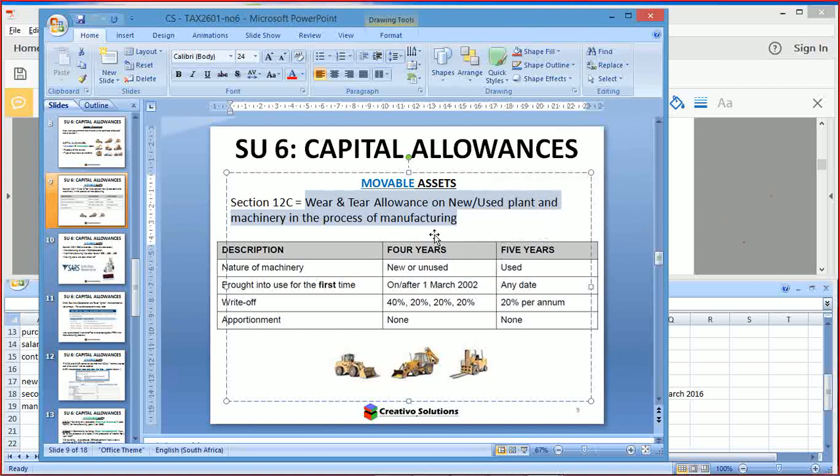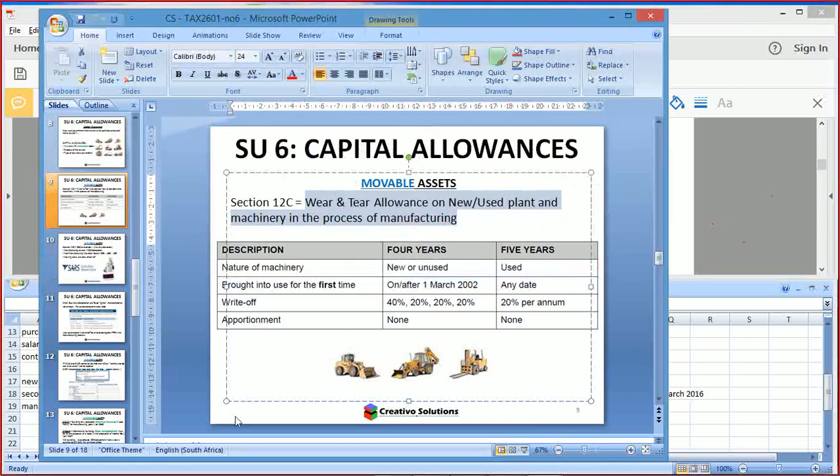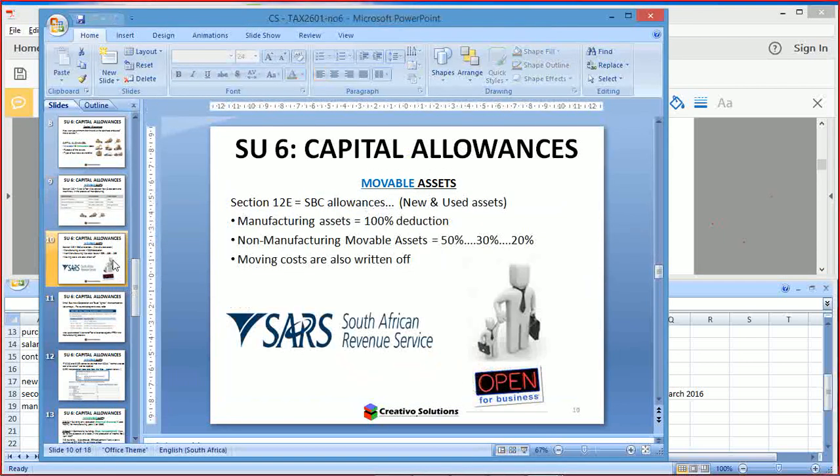Yes. Like, the company is an SBC. Yes. Remember, this is for process of manufacturing. Am I using this for process of manufacturing? No. No, so would you have been able to claim this anyway? You'd have been able to use it using the Section 12E. Yes. Well, okay, so you see, you're looking at 12E because you know it's an SBC. Yes, sir. That's what you're looking at, which is correct.